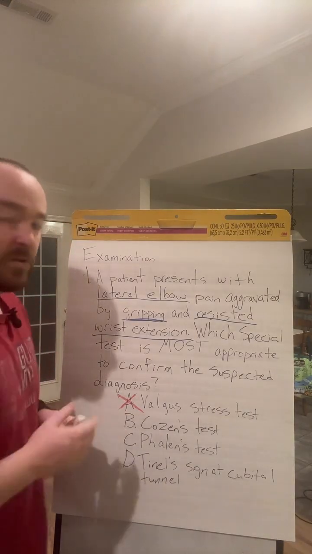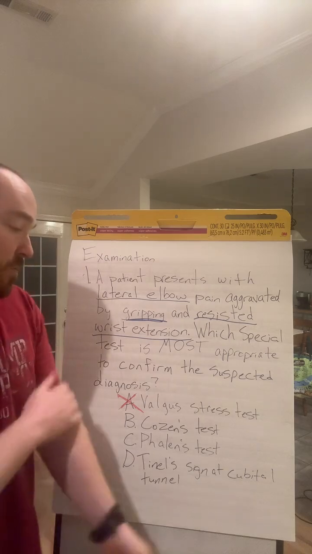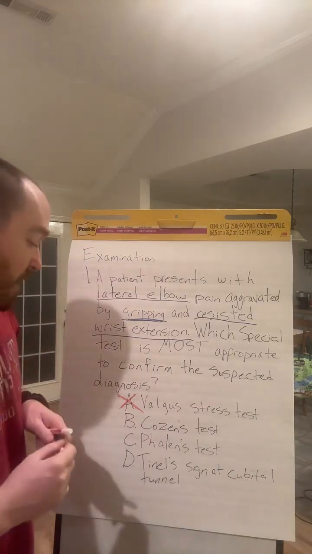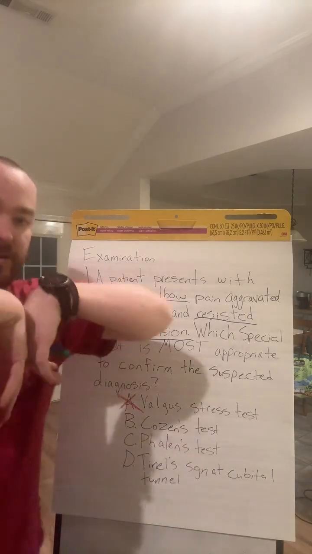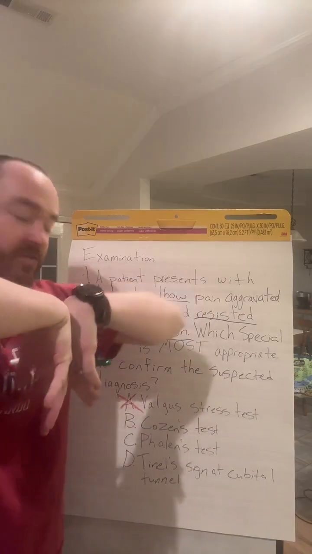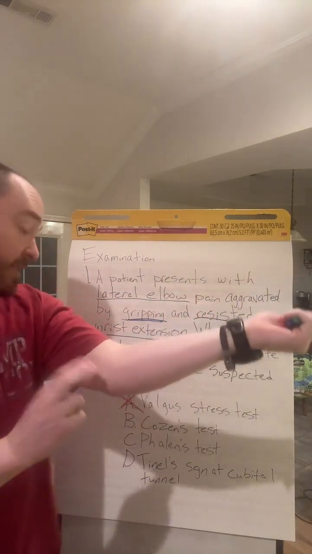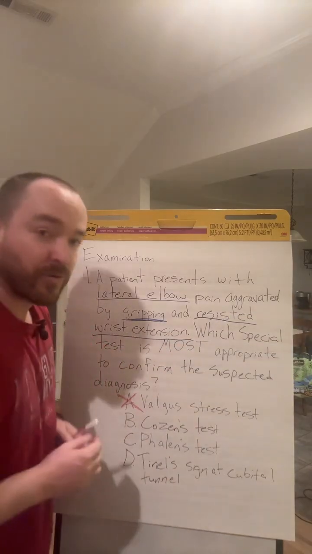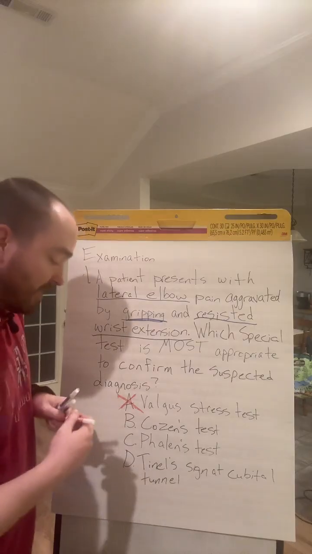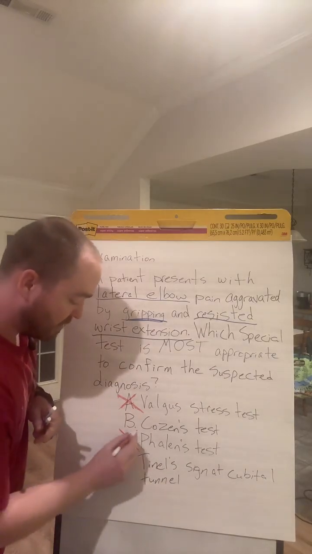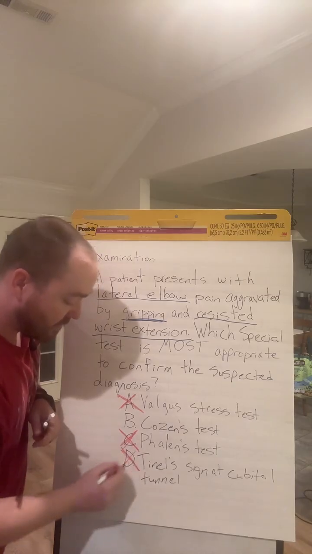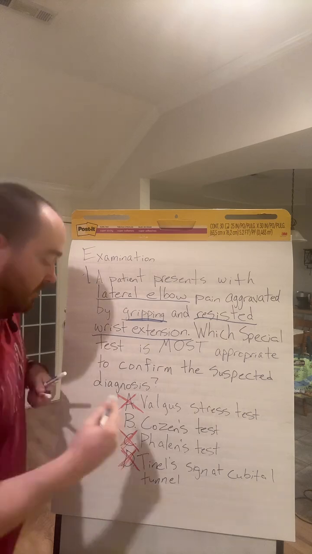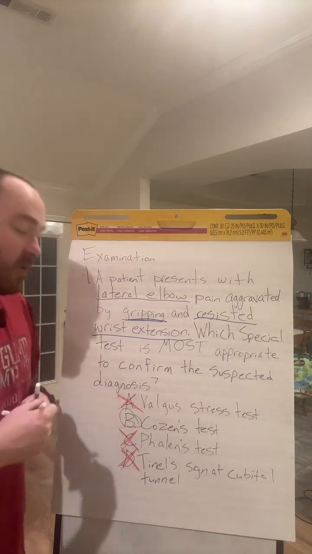B, Cozen's test. Cozen's test is a test for lateral elbow pain, like tennis elbow. Phelan's test is a test for carpal tunnel syndrome. And Tinel's test is at the medial elbow, at the cubital tunnel, checking for ulnar nerve involvement. So Cozen's test seems the most appropriate, since we're getting a tennis elbow kind of feel. The answer to the first musculoskeletal question is B, Cozen's test.